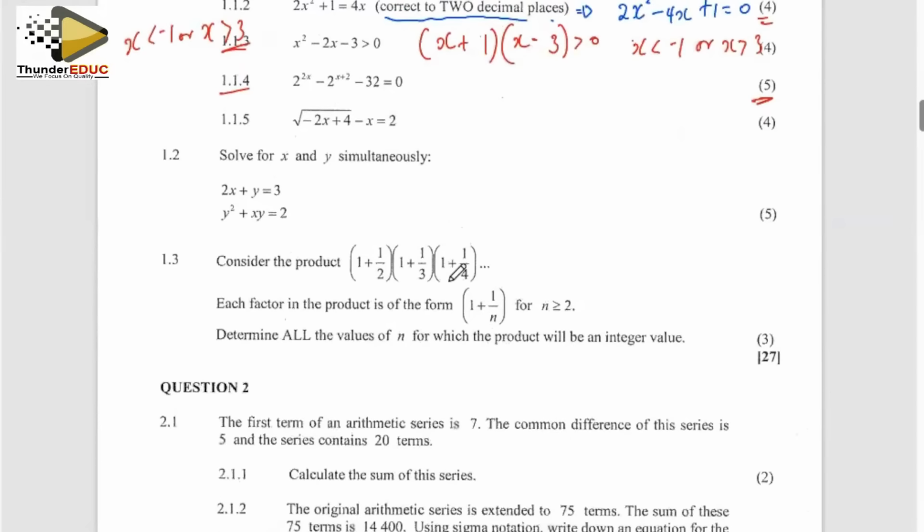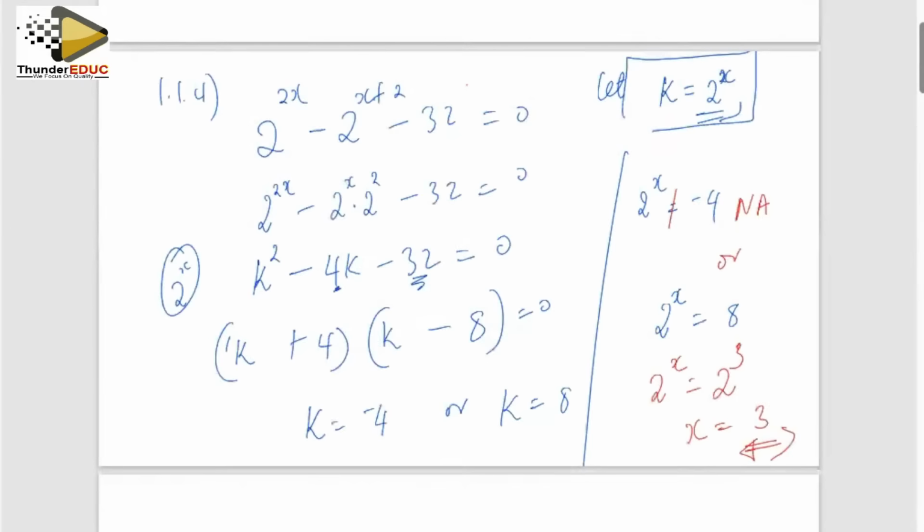And then 1.1.5, where we have the third form. So step number 1, we isolate the root. So that's going to be negative 2x plus a 4 is equal to 2 plus x or x plus 2, either way. So that is step number 1. Step number 2, we need to square both sides. Okay, the moment we square this side, the root falls away. So we're going to be left with negative 2x plus 4.